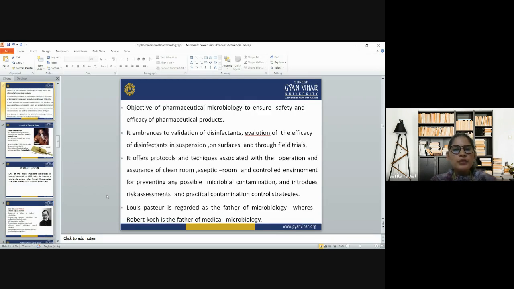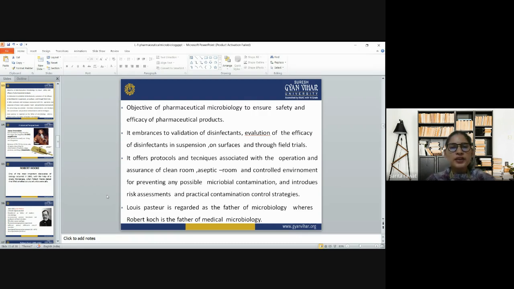Now, the objective of pharmaceutical microbiology is to ensure the safety and efficacy of pharmaceutical products. It embraces validation of disinfectants, evaluation of the efficacy of disinfectants in suspension or on surfaces, and throughout field trials. Now, it offers protocols and techniques associated with the operations and assurance of clean rooms, aseptic rooms, and controlled environments for preventing any possible microbial contamination, and introduces risk assessment and practical contamination control strategies.